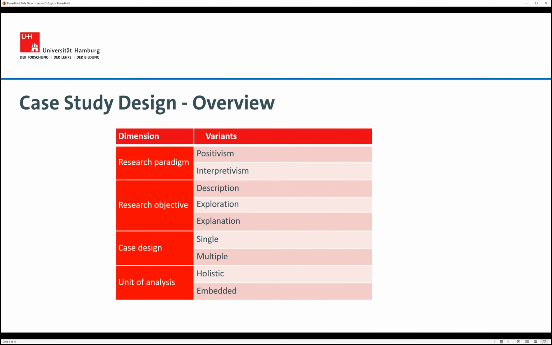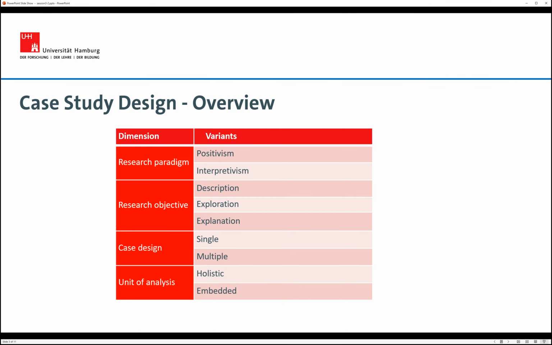Here's an overview of the different dimensions that we need to consider when we design case study research. As we had discussed in a separate lecture, first of all, we need to figure out which worldviews, which paradigms we are following. Positivism or interpretivism. In case study research, this is important because the method per se is philosophically neutral, meaning that we can use it in both positivistic as well as in interpretivistic traditions.